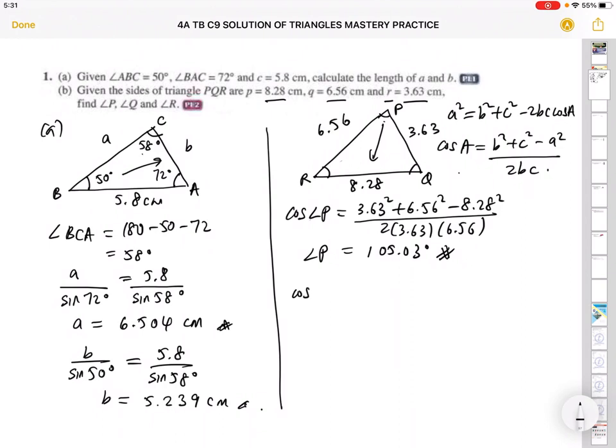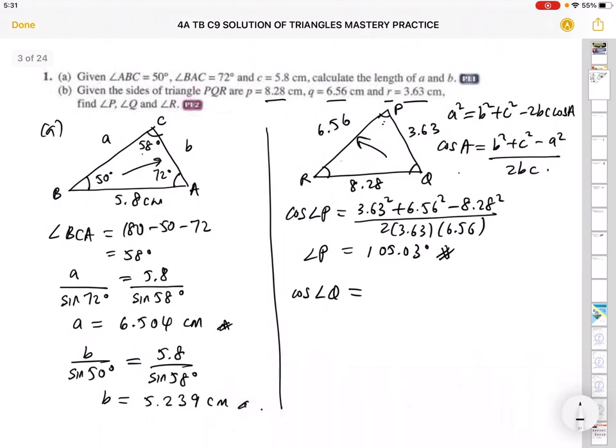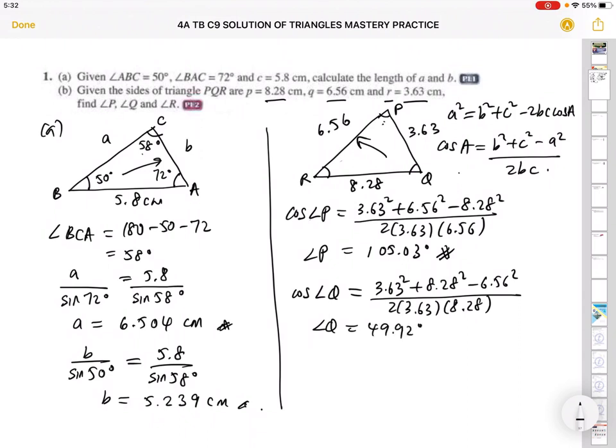Now repeat this for angles Q and R. So we write cos angle Q. For angle Q, your opposite length is now 6.56. We take the other two sides, 3.63 and 8.28: 3.63 squared plus 8.28 squared minus 6.56 squared, over 2 times 3.63 times 8.28. Again, use your calculator. You should get 49.92.